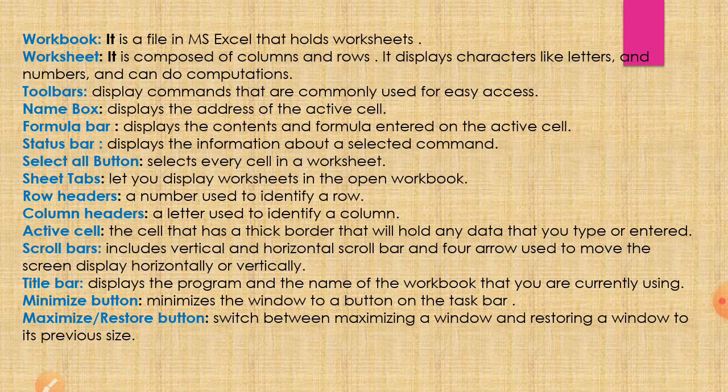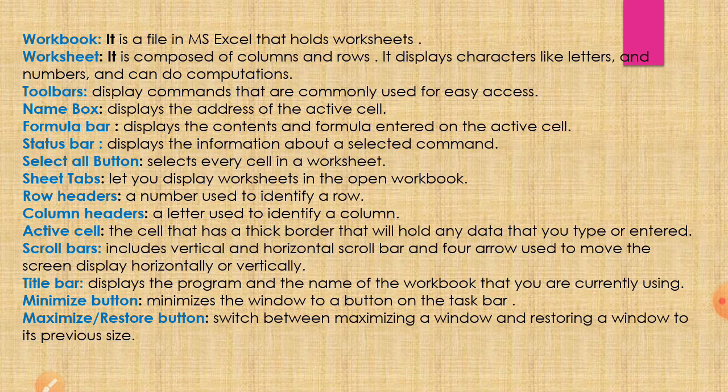Next, the status bar. It displays information about a selected command. Next, the select all button. It selects every cell in a worksheet. Next, sheet tabs. Sheet tabs display worksheets in the open workbook. Then come row headers and column headers. Basically all these are used to identify a row and a column. Active cell: the cell that is currently under work is known as the active cell.